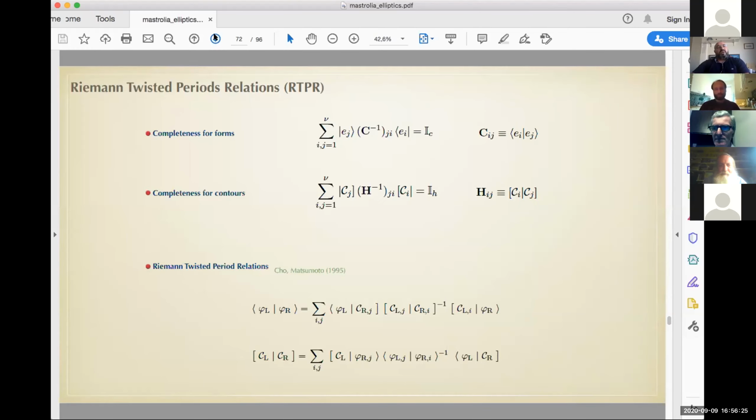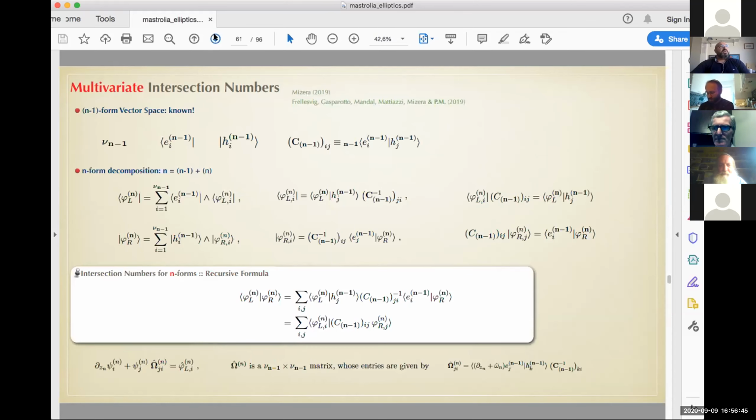Now, the integration by parts identities are an example for Feynman integrals of the application of this framework in the case of linear equations. But I will briefly go to the application of this idea for quadratic relations, in particular for Riemann twisted period relations.